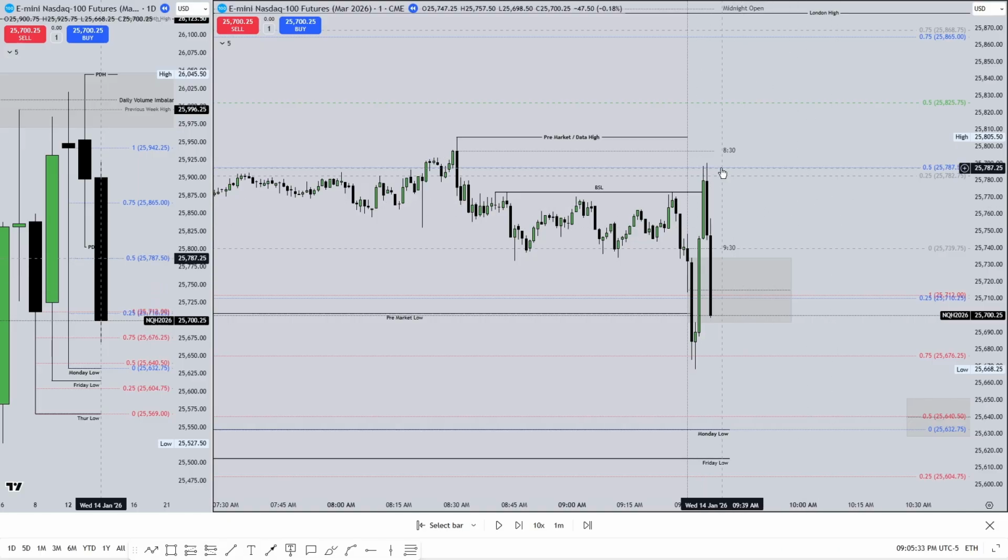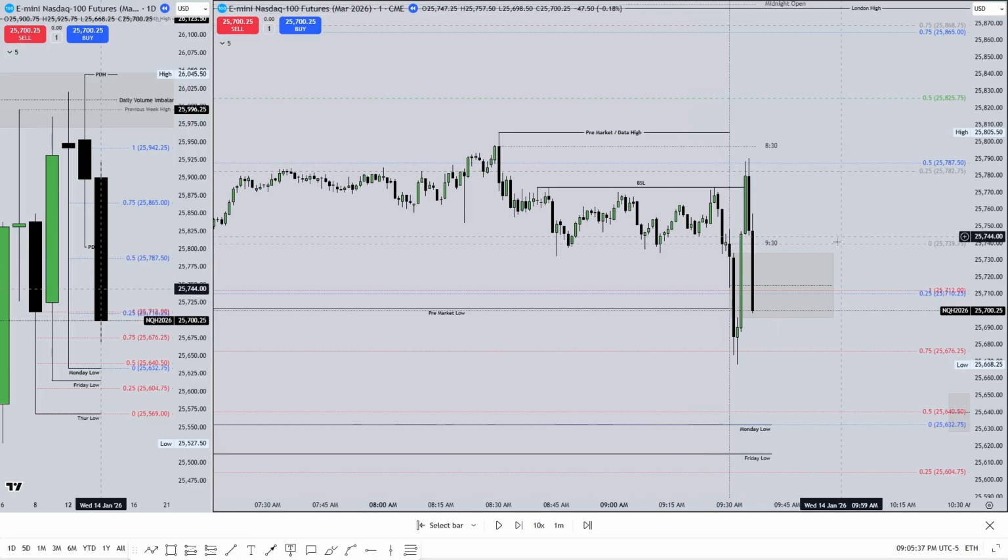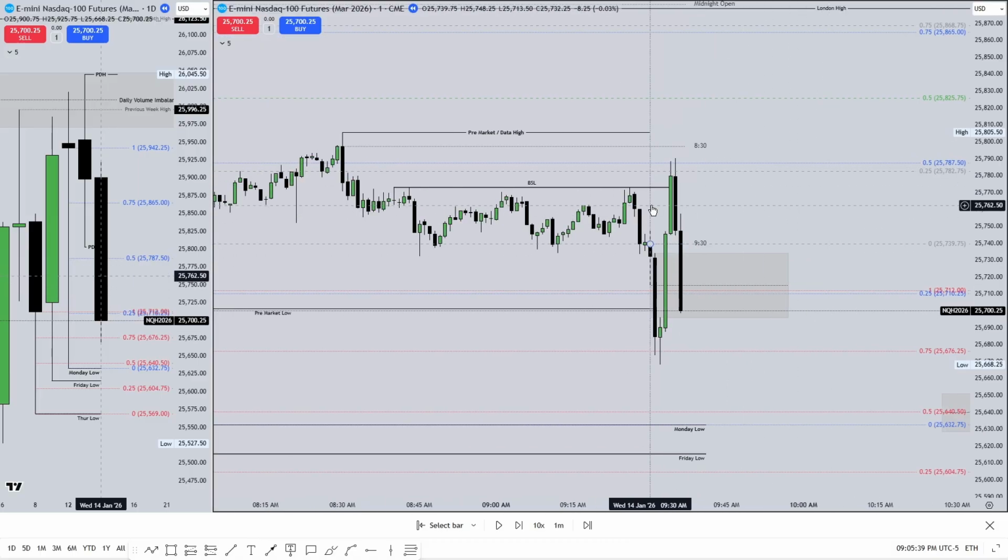I'm seeing delivery off of quadrant levels, and now I'm seeing inefficiencies, gaps, and order blocks be made over top of my quadrant levels right here. So you can see now we're trading back below these two quadrant levels and the opening range gap low, which is that 930 opening price. And this is where the trade forms.